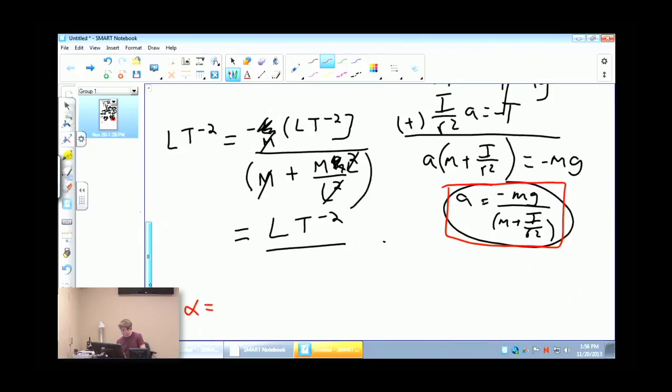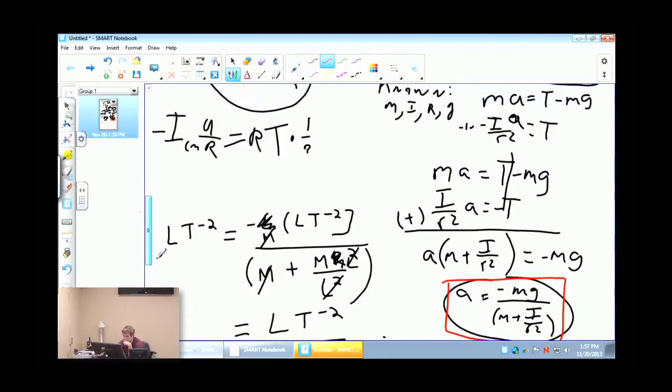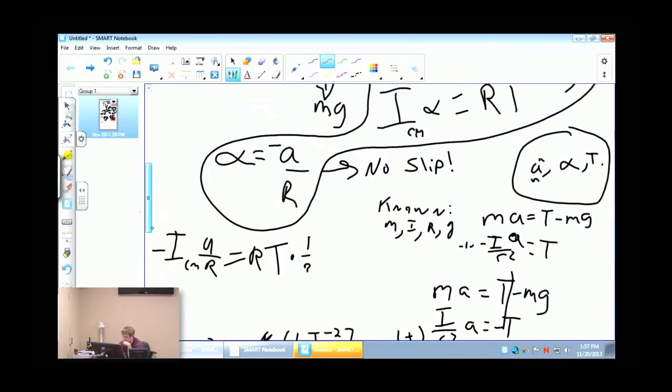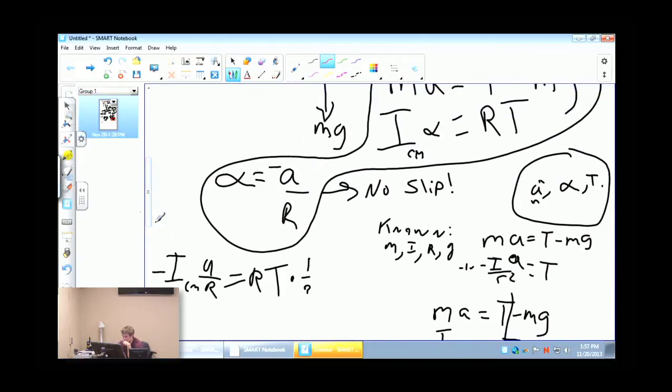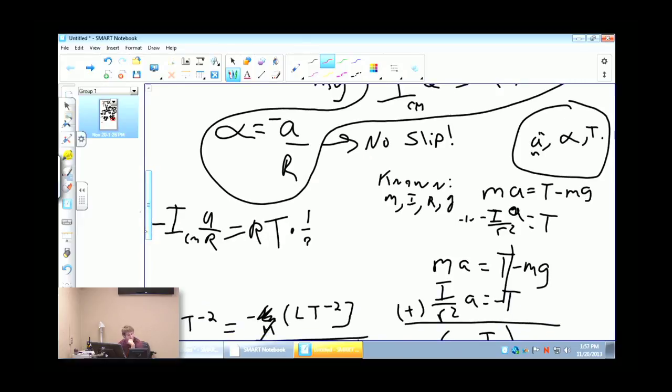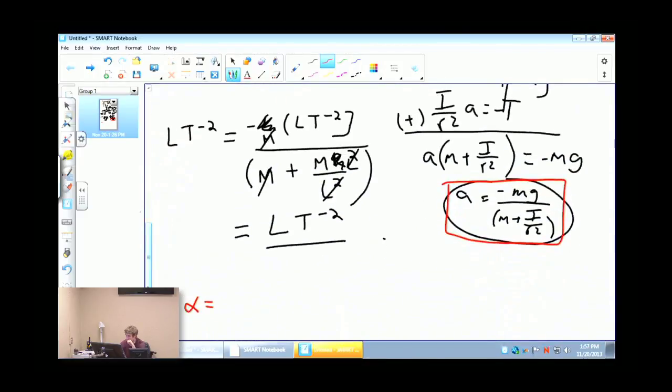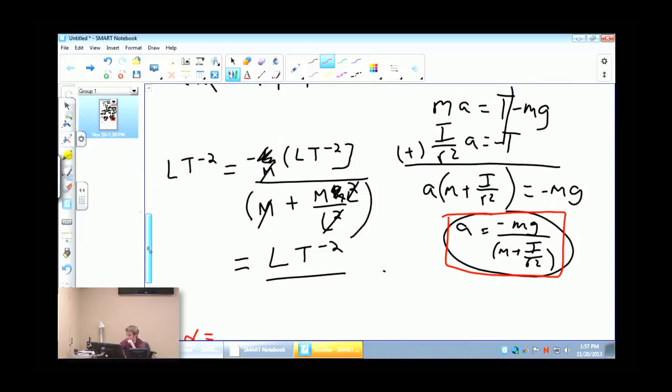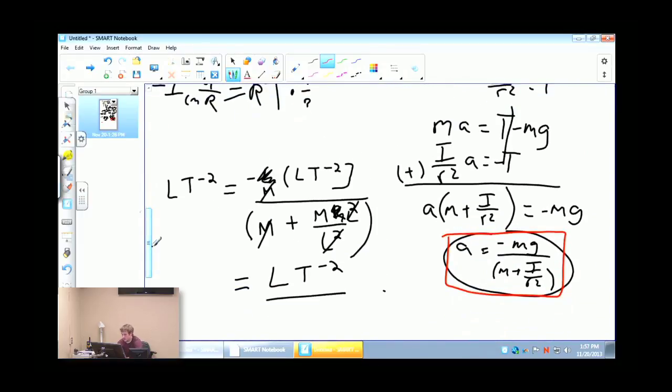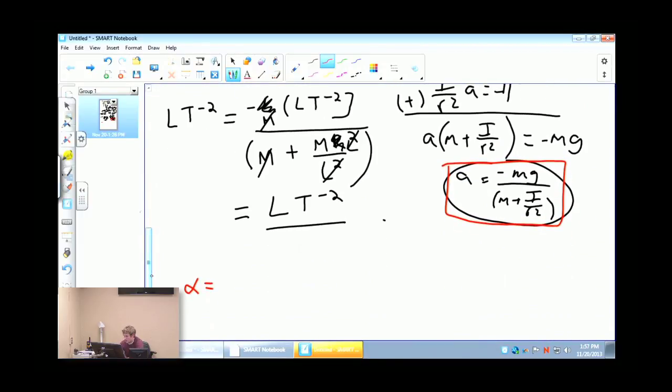I'm not really sure where to find it from. Okay, so keep going up. Right there. The no slip condition that Mr. Shaven wrote for us relates the angular acceleration to the linear acceleration. Now we have the linear acceleration. Mr. Kelly just solved it for us, so we can now do this one. A is the linear acceleration. So alpha is negative A over R.